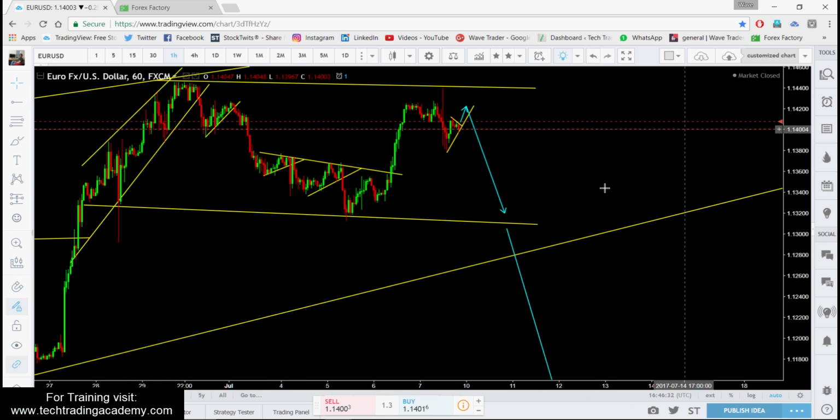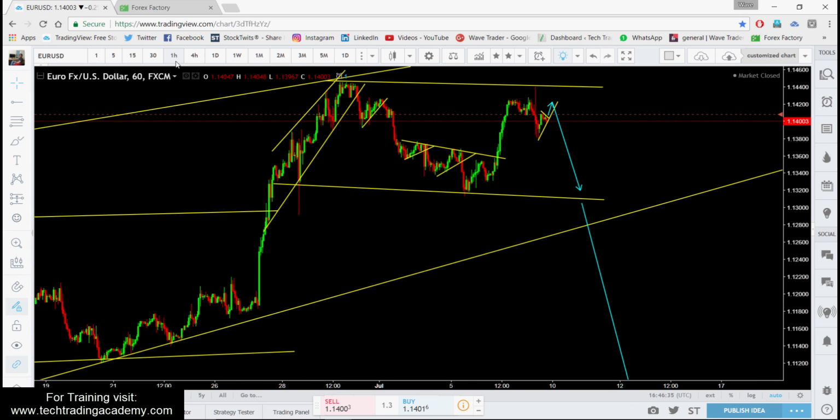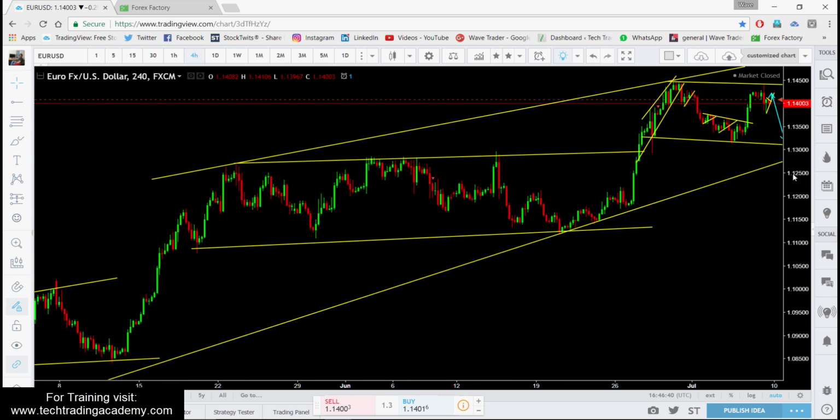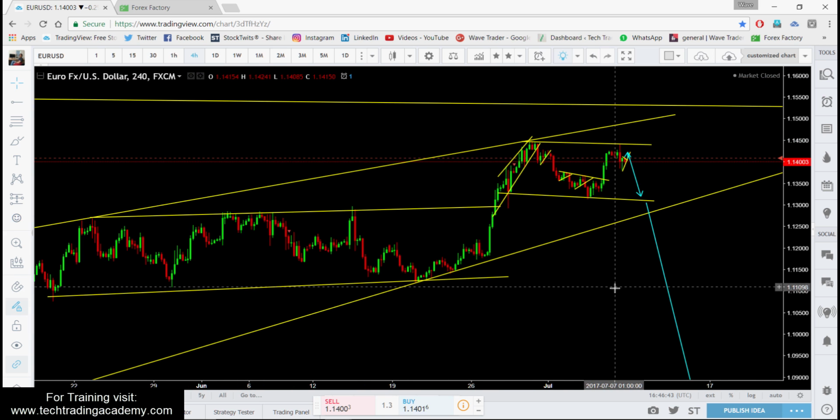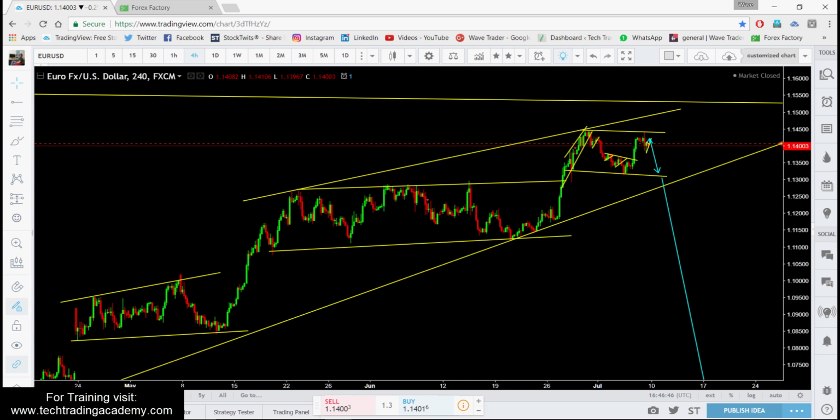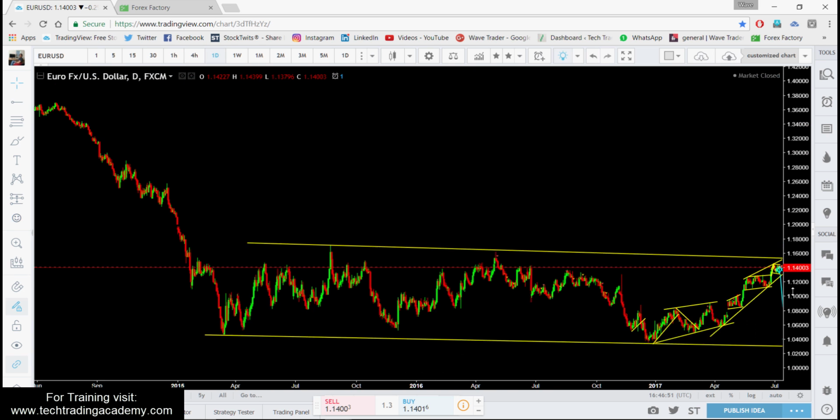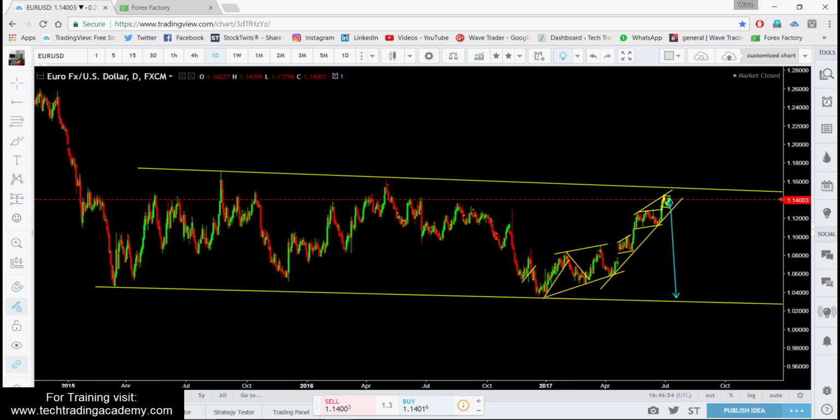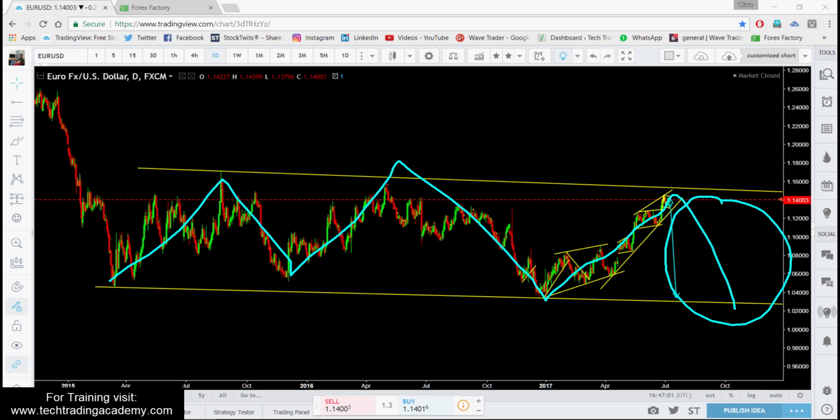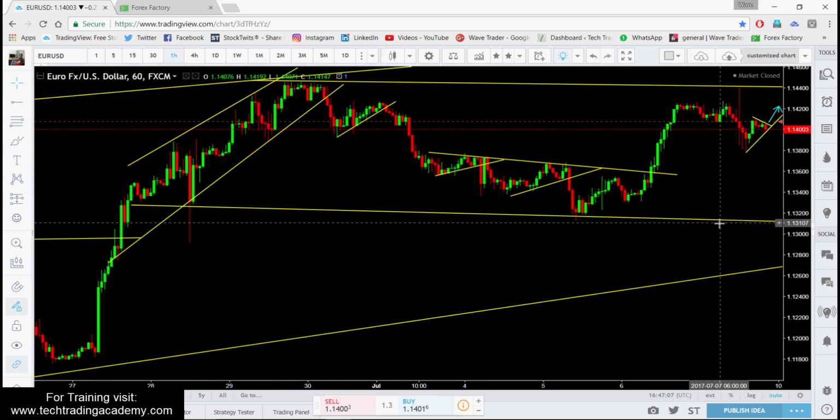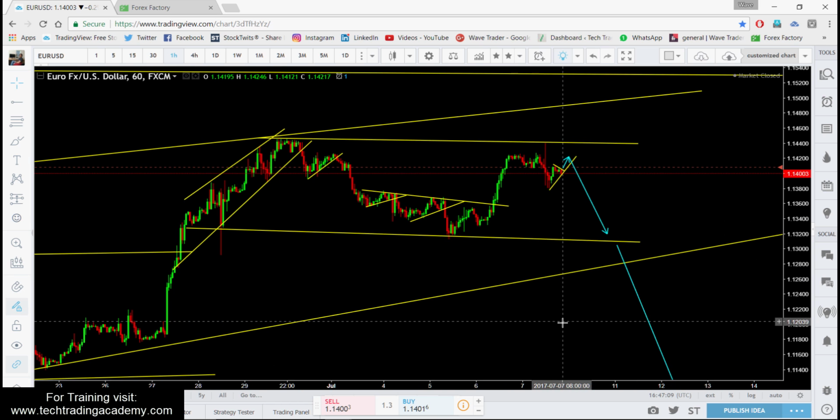EUR/USD is quite similar, but I'm not anticipating that EUR/USD is going to go far away like the dollar index. Okay, so the bigger scenario, we are still having this pattern formation. So on the lower time frame, what we're going to look for short term is this trade.